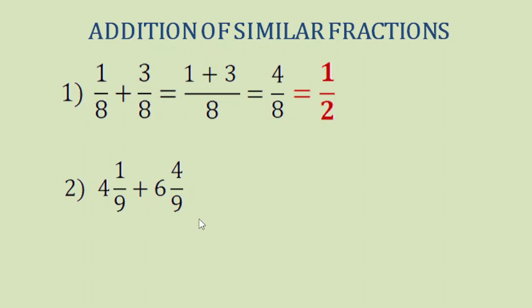Now, let's do number 2. So, 4 and 1 over 9 plus 6 and 4 over 9. The common denominator is 9. We can copy it down. Then the whole number part: for the first fraction it's 4, and for the second fraction it's 6. We can add them. 4 plus 6 is 10, and then common denominator 9. Then perform the operation on the numerator, 1 plus 4, and of course 1 plus 4 is 5, so our final answer is 10 and 5 over 9.